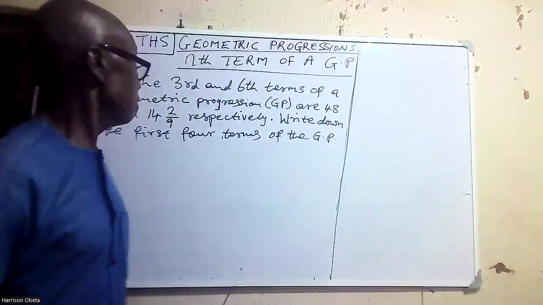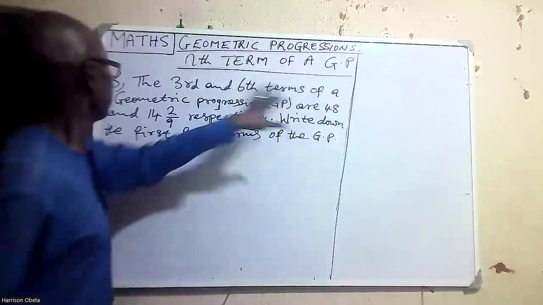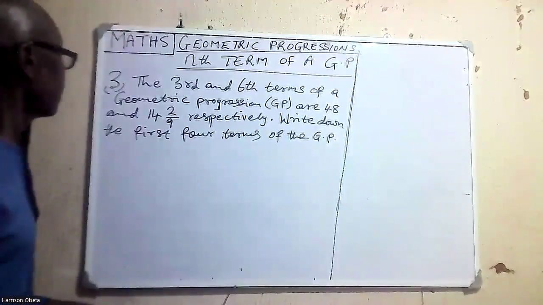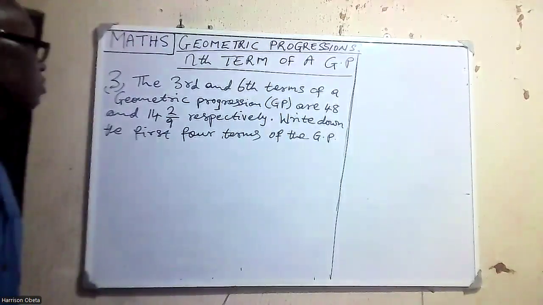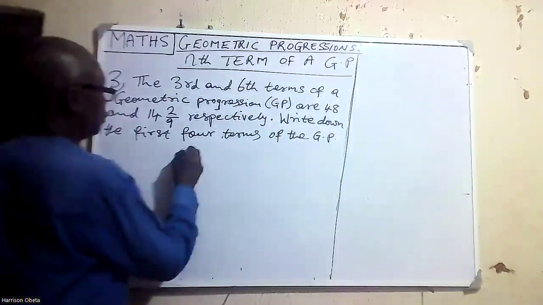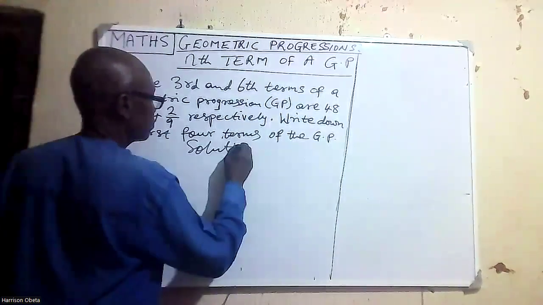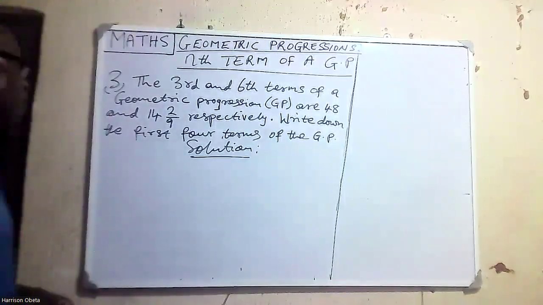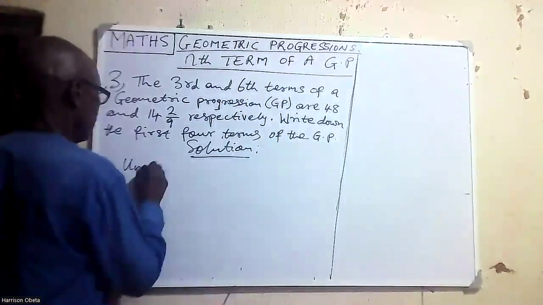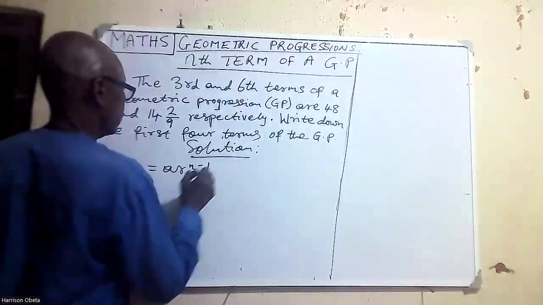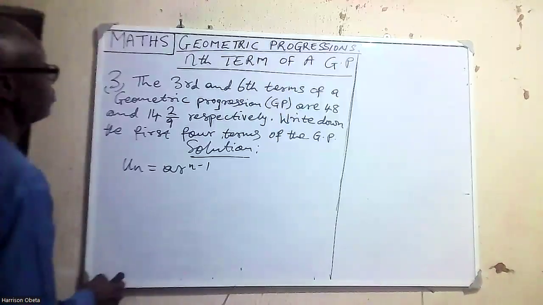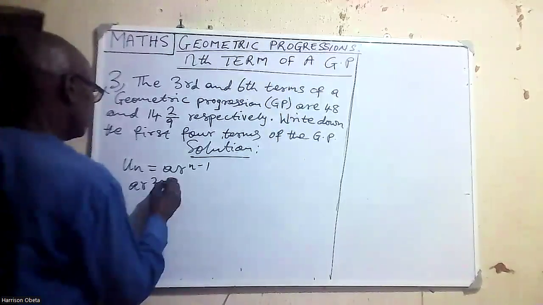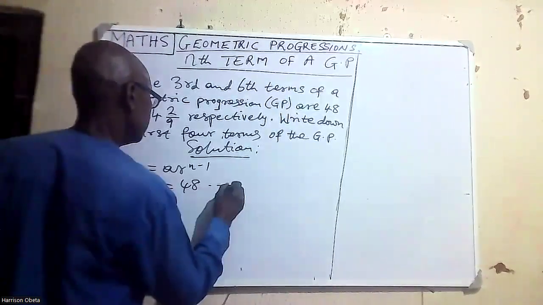Now question number 3 on the board. The third and sixth terms of a GP are 48 and 14 2/9 respectively. Write down the first 4 terms of the GP. Solution. We already know that the general formula is Un equal to AR raised to n minus 1. The third term is 48. That means AR raised to 2 is 48.